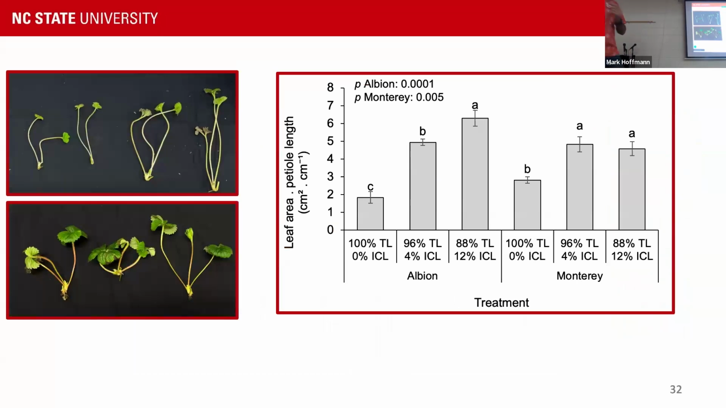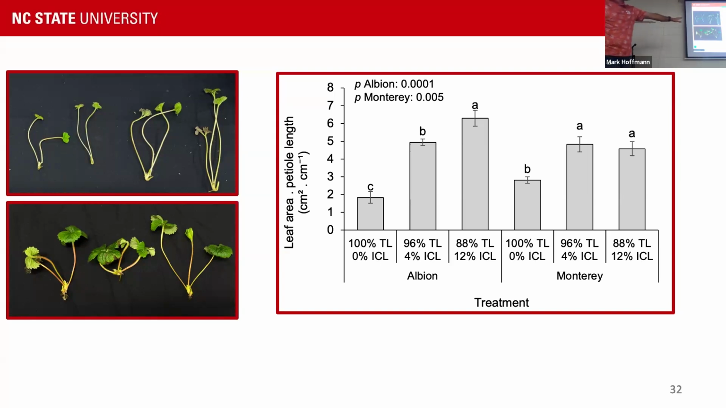Here you can see the quality. This is 100% top, zero intracanopy, and these are those two. Both of them, the quality was fine, but this is a parameter that we decided to use if we want to present only one parameter for quality. It's the amount of leaf area per petiole length. It shows the compactness, and it's the reverse of shade avoidance.